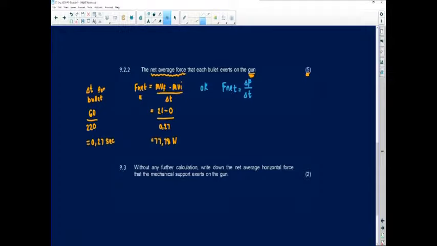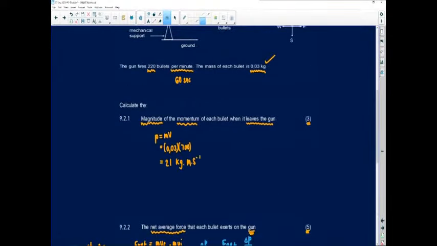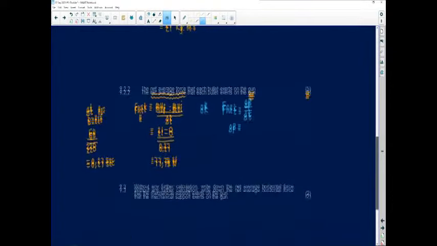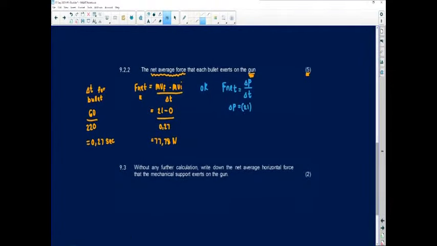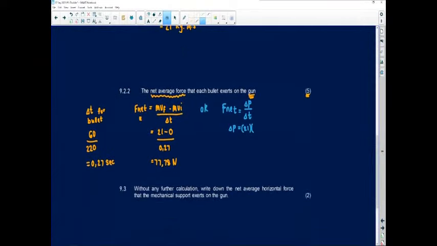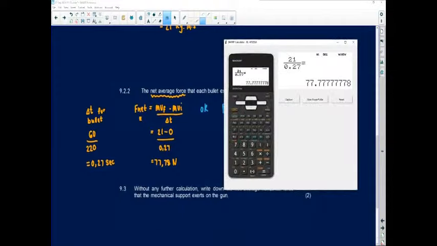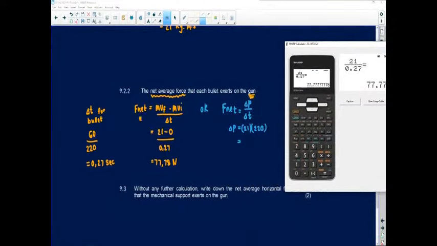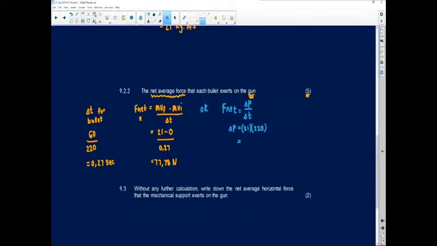So delta P is equal to, remember I found my momentum over here as 21. So each bullet is going to leave with a momentum of 21. And also at 60 seconds, I'm able to fire 220 bullets. So I'm going to have 220 bullets. Then I'm going to find the change in momentum for everything. Once I find that, then I can divide it by the time to get the average force. So if I say 21 multiplied by 220, I got 4620.